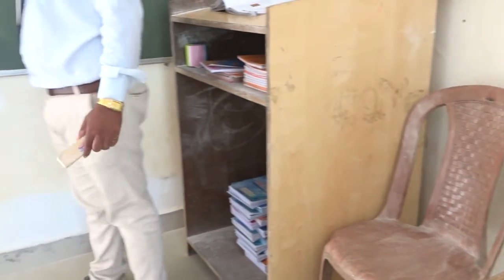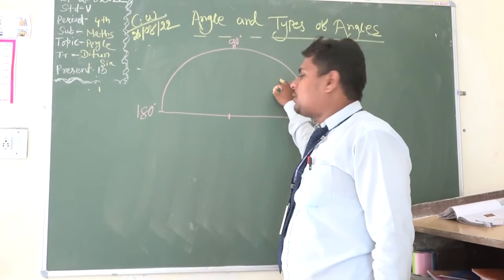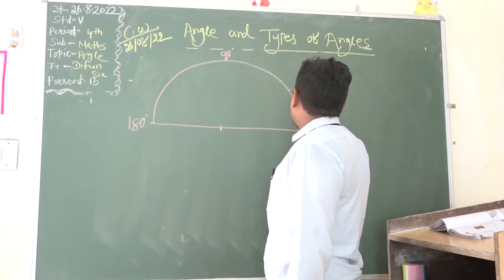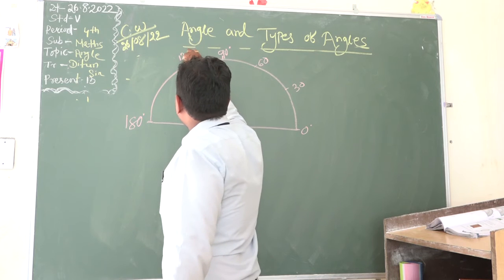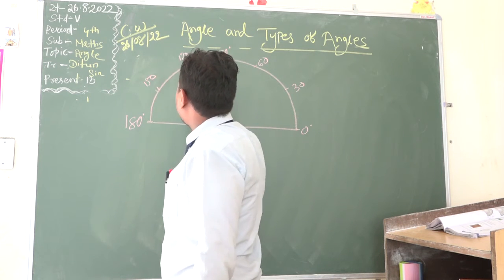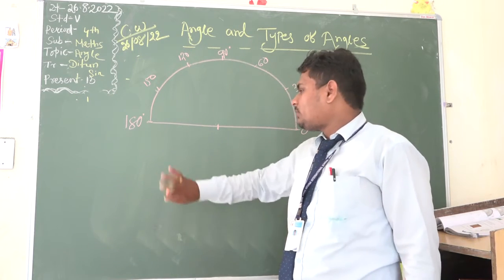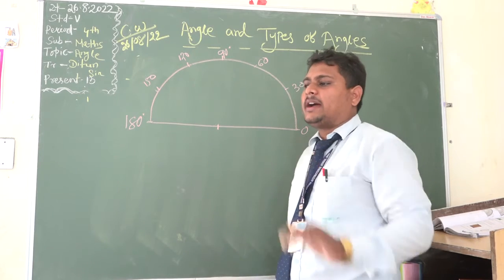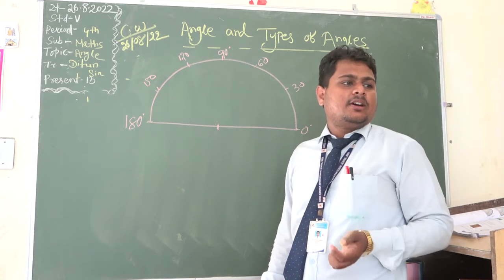Between them, here is 30, here is 60, here will be 120, and here 150. So these are all about your protractor. We will not measure the angle, but we can say whether it is an acute angle, obtuse angle, straight angle or right angle.